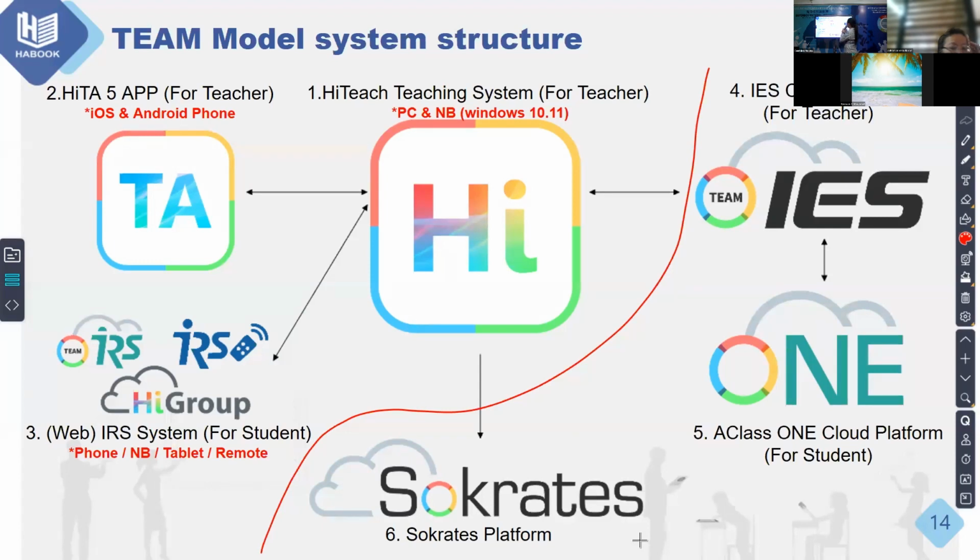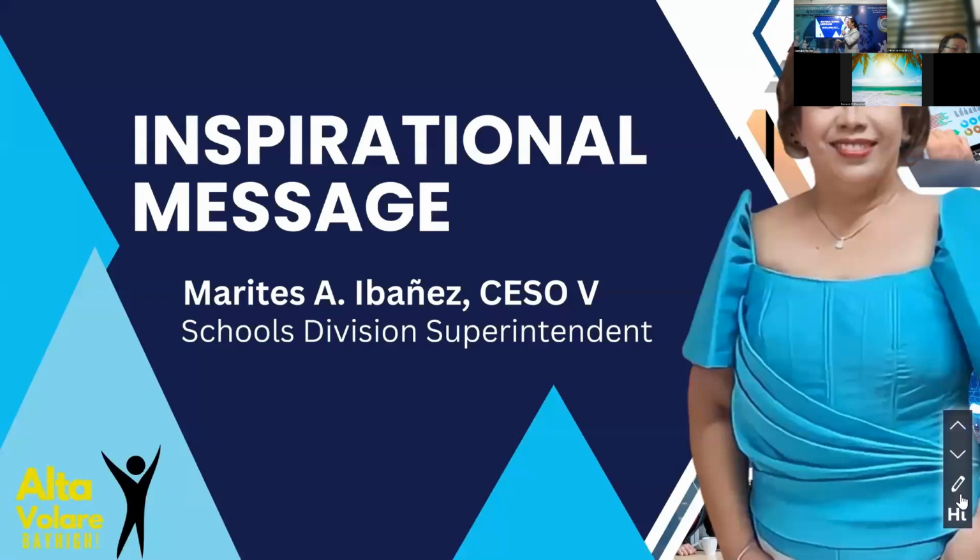How about number 4, number 5, and number 6? As we can see from the logo or the icon, there is a cloud graphic or illustration, because the IES, A+1, and Sokrates are cloud-based platforms. Number 4 is the IES cloud platform for teachers. This is how it looks like.